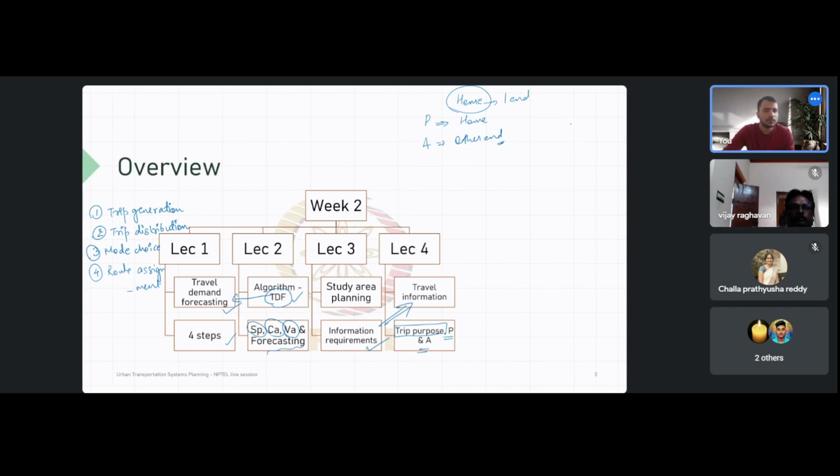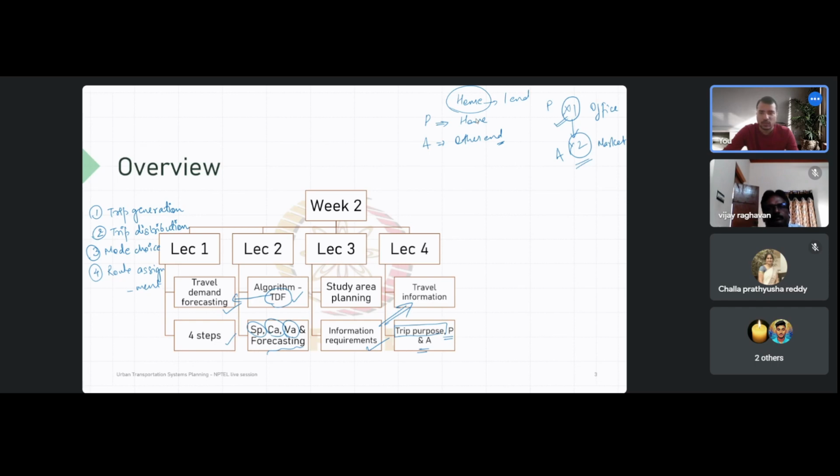But in case the trip is taking place between two other ends, such as X1, X2, it may be office or, let's say, market, then wherever it originates or starts, that will be the production, and wherever it is going, that will be the attraction. So just for home-based trips, we need to take care that the production will always be at home and attraction will be at the other end, even if the trip is in the reverse order. If we are going from office to home, in that case also production is at home and attraction is at office.